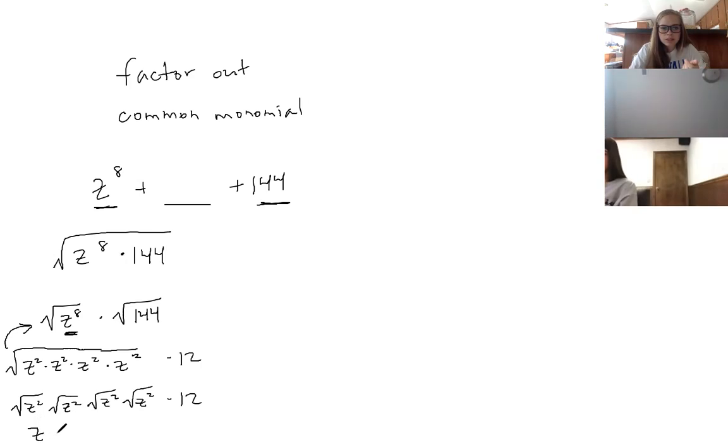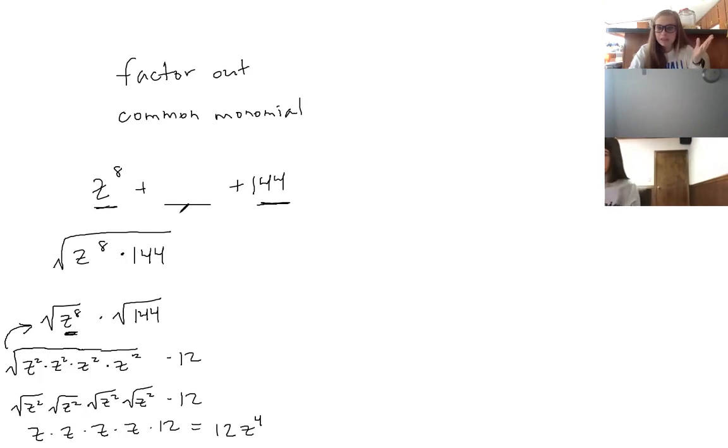So that would be z times z times z times z times 12. What would that be? What's z times z times z times z? Harley? Z to the 4th. Okay, so what have I just done? I'm trying to find this middle term right here. What's my middle term going to be?